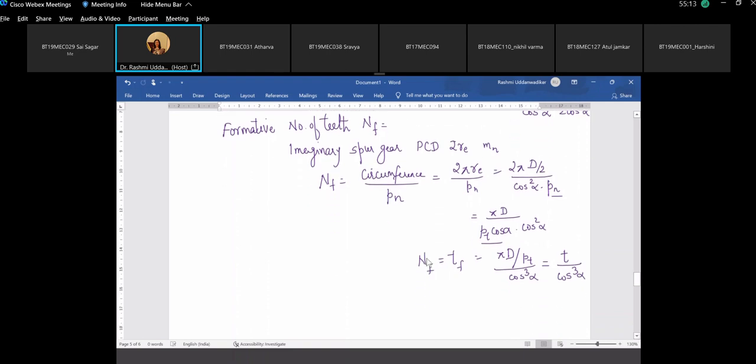All that you have to understand, instead of going into details, is that the equivalent number of teeth on the spur gear is the actual number of teeth on the helical gear that you are assuming upon cos cube alpha. So TF will be greater than T or less than T? This will be greater than T.